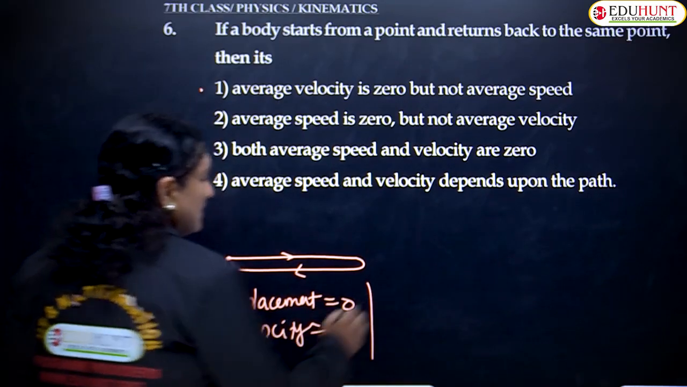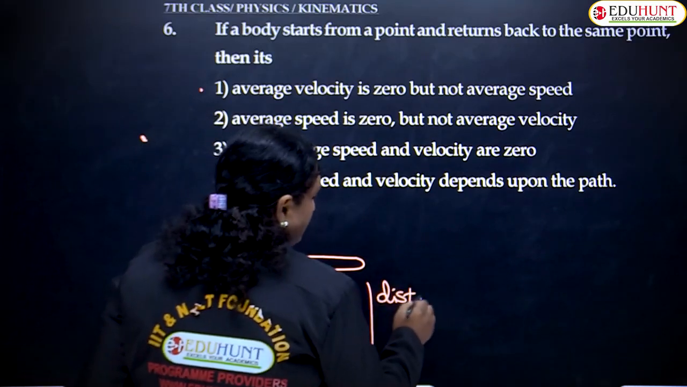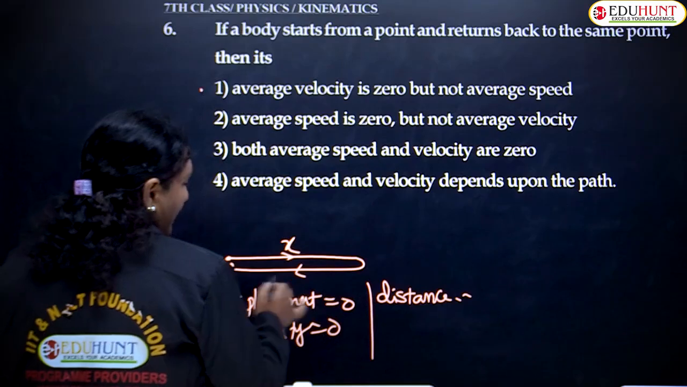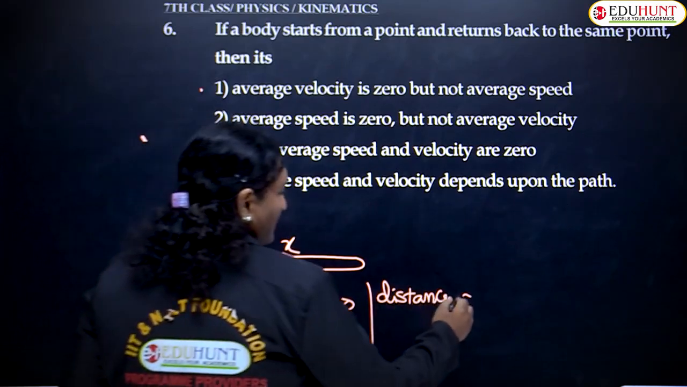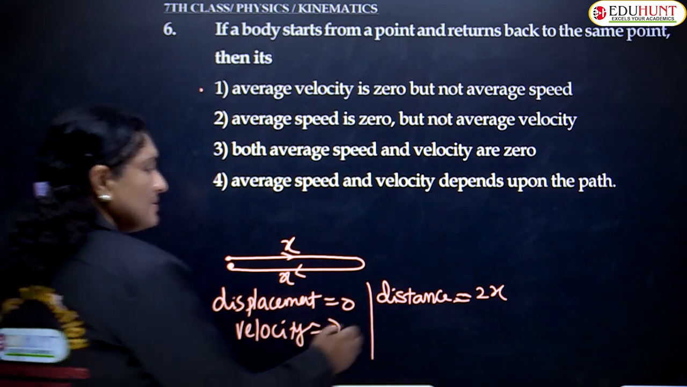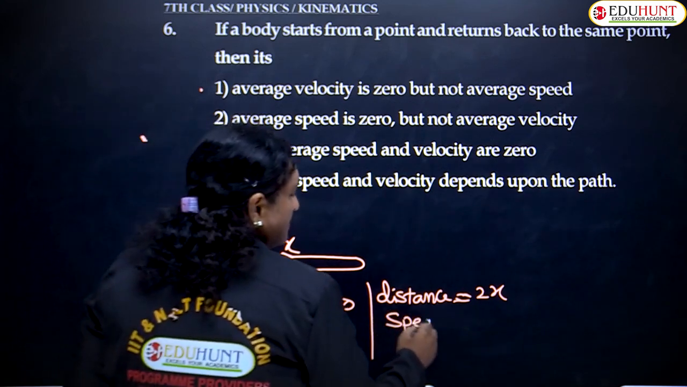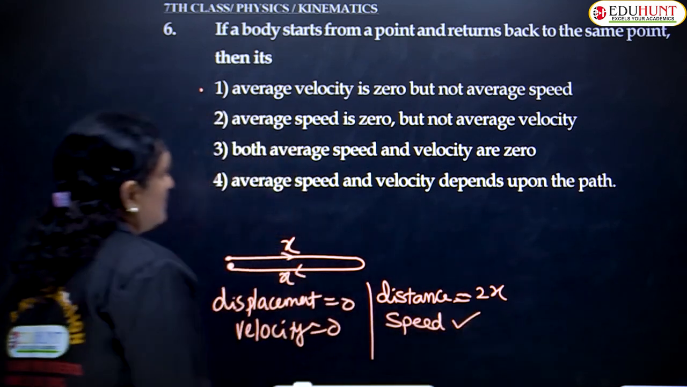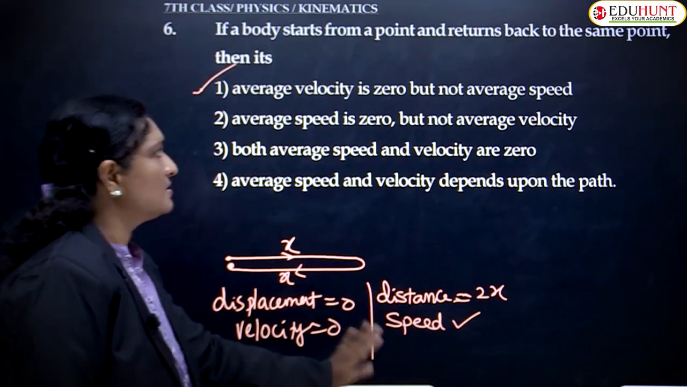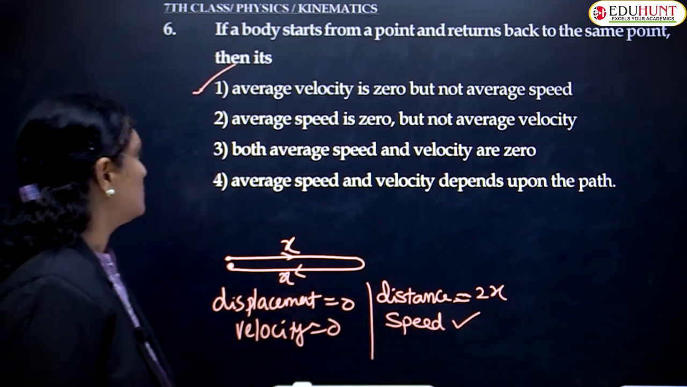But whereas distance is nothing but, here if it covers some x distance, and again covers the same x distance, let us suppose an example, so 2x, some distance is there. Hence, as distance exists, speed also exists. So clearly the first statement is true: average velocity is 0 but average speed is not equal to 0.